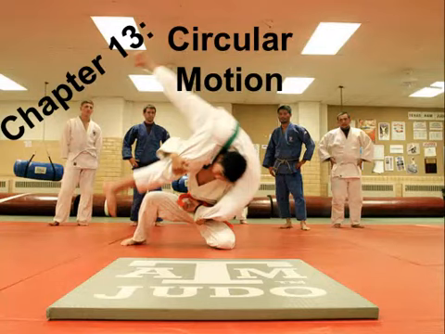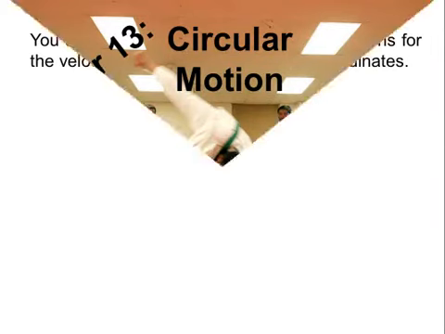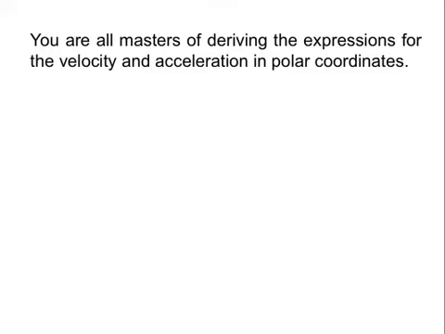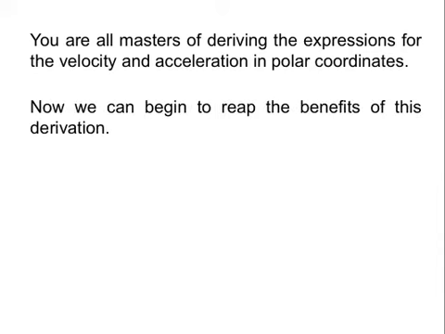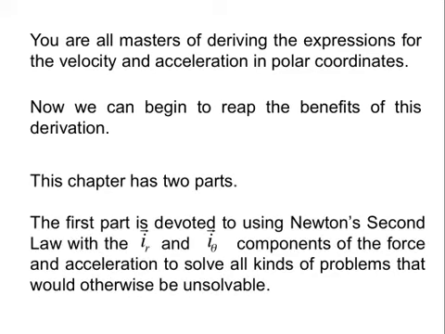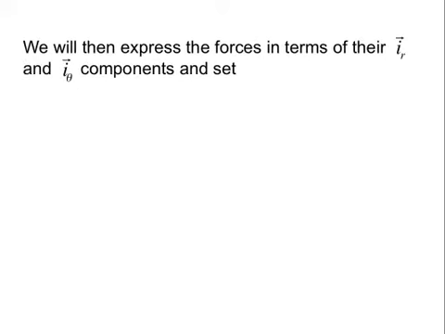Chapter 13, Circular Motion. You are all masters of deriving the expressions for the velocity and acceleration in polar coordinates. Now we can begin to reap the benefits of this derivation. This chapter has two parts. The first part is devoted to using Newton's second law with the i_r and i_theta components of the force and acceleration to solve all kinds of problems that would otherwise be unsolvable.